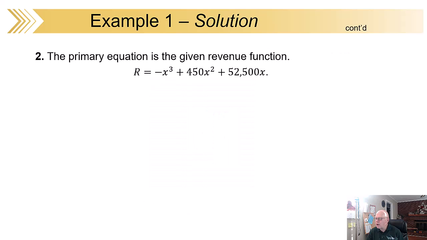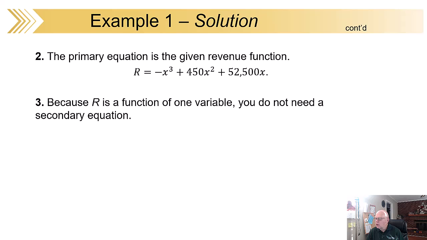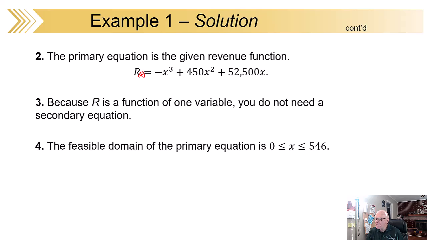So here's the primary equation. We don't have a secondary equation. We've only got one variable here, just all x's. That's good. And our revenue, of course, is the main or the primary. The feasible domain, remember, x is the number of items that you're producing and selling, so you can't have a negative number of x's. And the domain is up to 546.